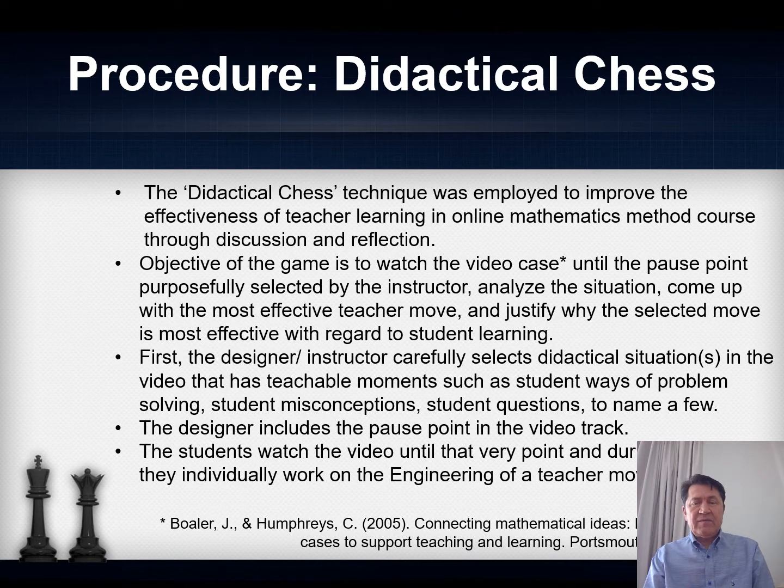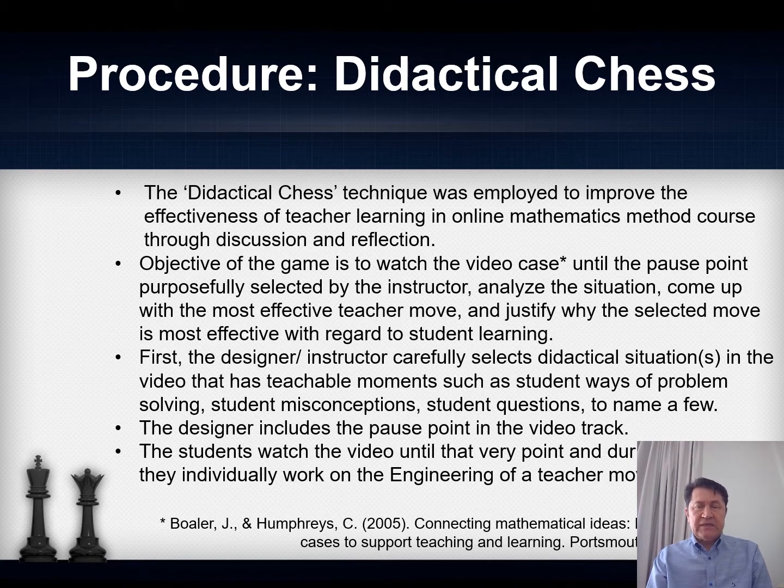The objective of the game is to watch the video case until the pause point purposefully selected by the instructor, analyze the situation, come up with the most effective teacher move, and justify why the selected move is most effective with regard to student learning in that particular situation.